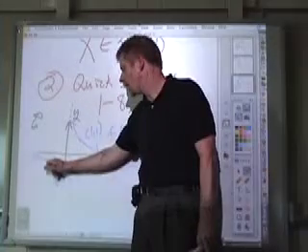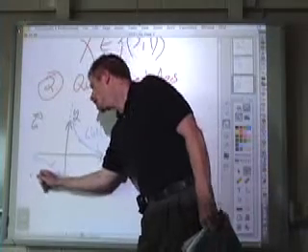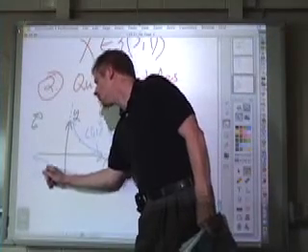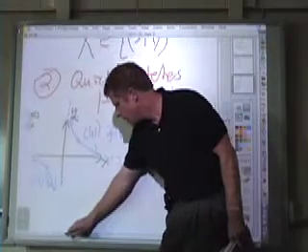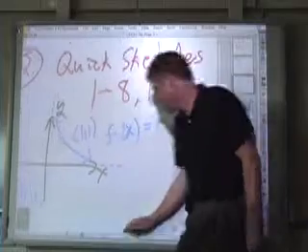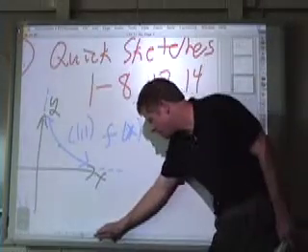Axis, asymptote on the y-axis. Golf ball -1 goes to a depth of 1 unit below ground. That's the point -1, -1. Let me zoom in on this a little bit in case you're having trouble seeing it.